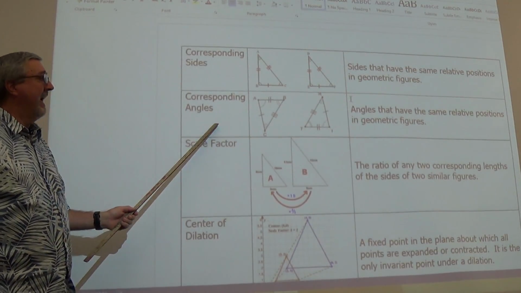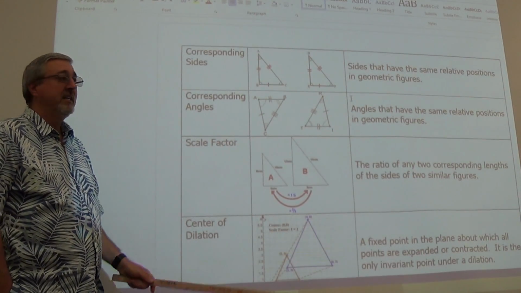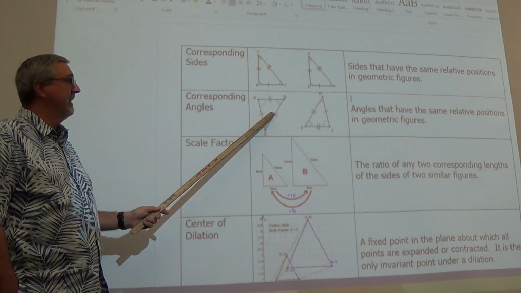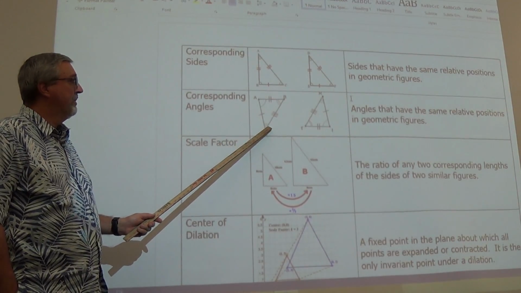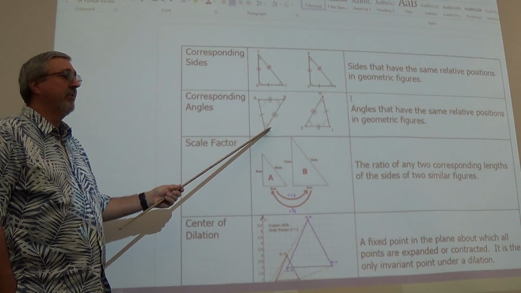So in corresponding angles, the angles have the same relative position in the geometric figure as well. And it doesn't matter if the figure is rotated like this one is. This small angle here matches up to the small angle there. And if you notice, they have three lines on them.